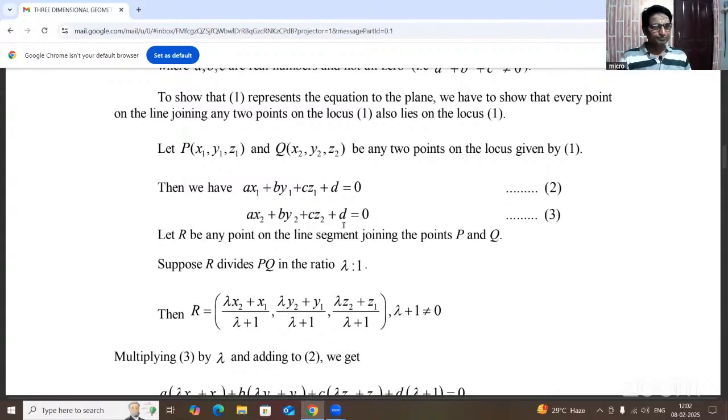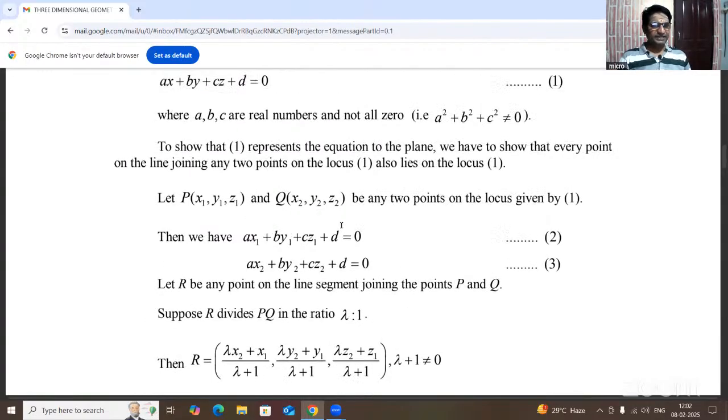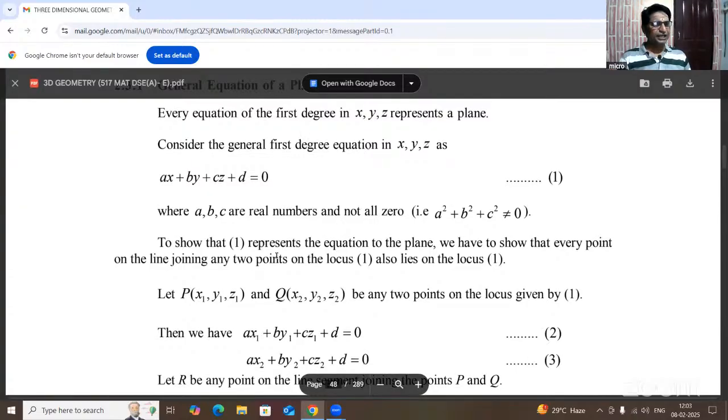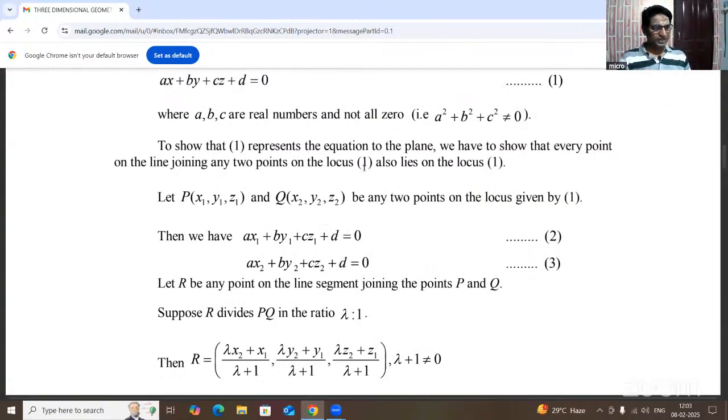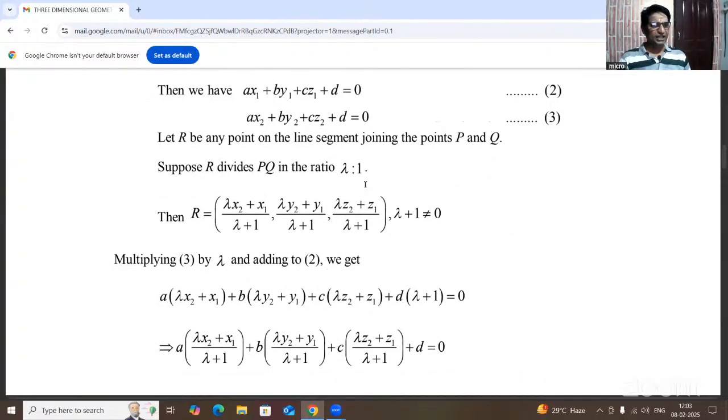Now we have to show that every point on the line joining any 2 points on the locus also lies on the locus of the first equation. Suppose x1 y1 z1 is one of the points on the locus of xyz. So we are taking any 2 points P of x1 y1 z1 and Q of x2 y2 z2. These are any 2 points on the plane equation.